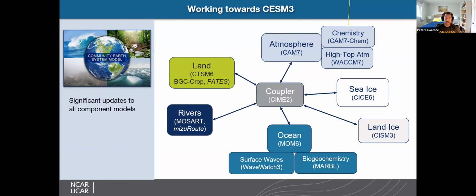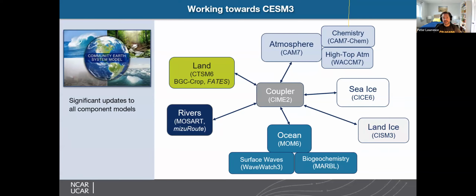We also look at land ice. So how do glaciers work? How does Greenland work? How does Antarctica work? And finally, we're looking at the oceans. So what happens in terms of overturning currents? What happens in terms of sea surface temperatures? How do the oceans interact with the atmosphere?